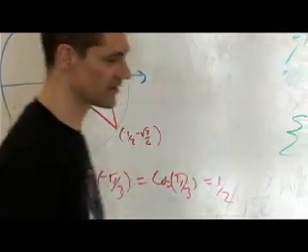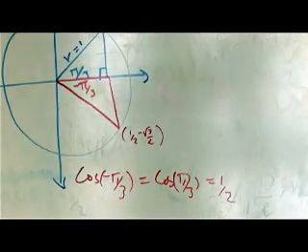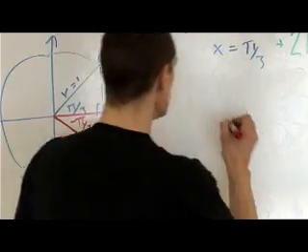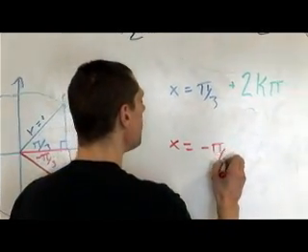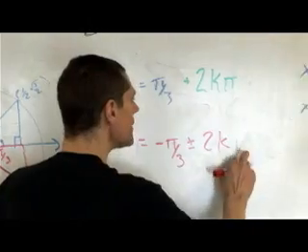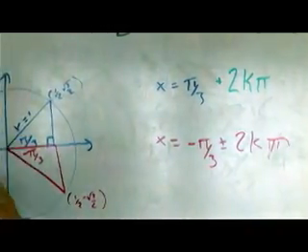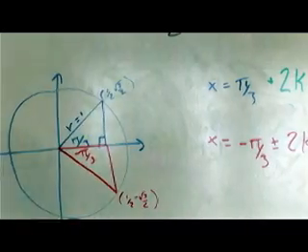Similarly, let's clean up some of this mess. So x is also equal to minus pi over 3 plus or minus 2k pi, because as we go around the circle this way, same thing, we're adding, and same thing this way.